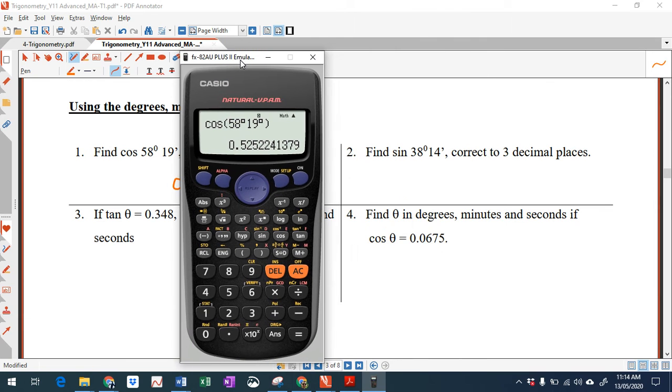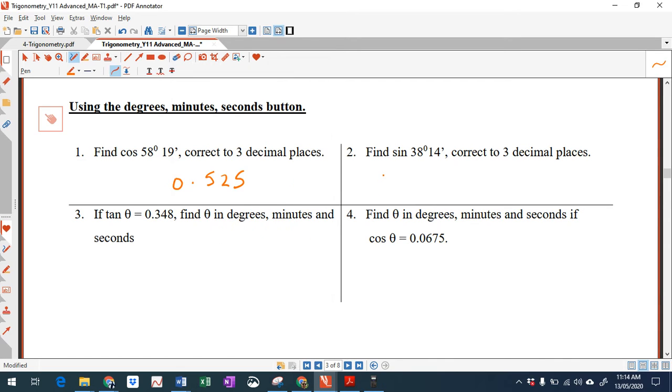So this time we will have 38 degrees, 14 minutes. So press sine, 38 degrees, 14 minutes equals to 3 decimal places, 0.619. Okay, so let's write that down. 0.619. Okay, now let's look at the next one.